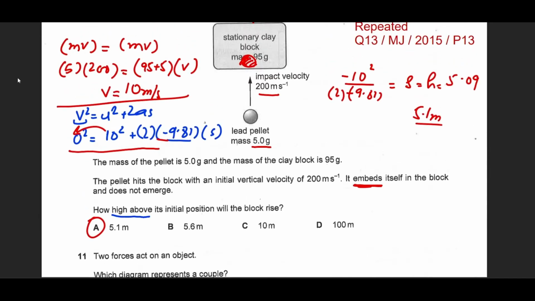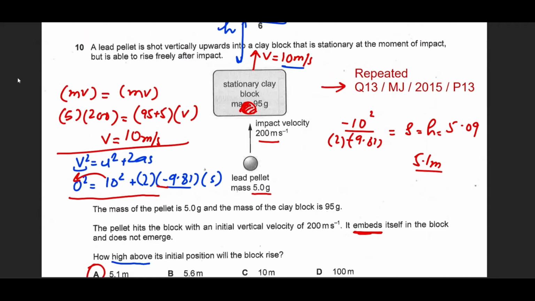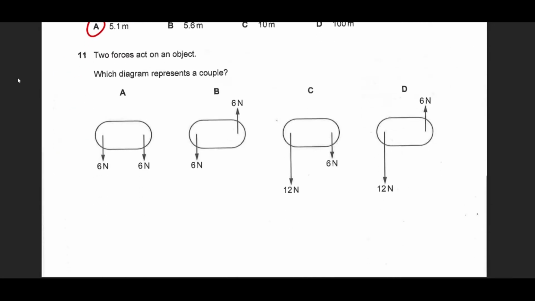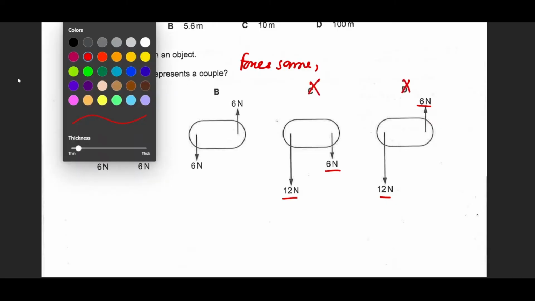You can also attempt this question. This is a two-part question taken from past papers. Question number 11, very straightforward and simple. He says, which one of them is a couple? For a couple, the forces should be the same. Based on this idea, you reject options C and D because these forces are not exactly the same. They should be either 6 with 6 or 12 with 12.